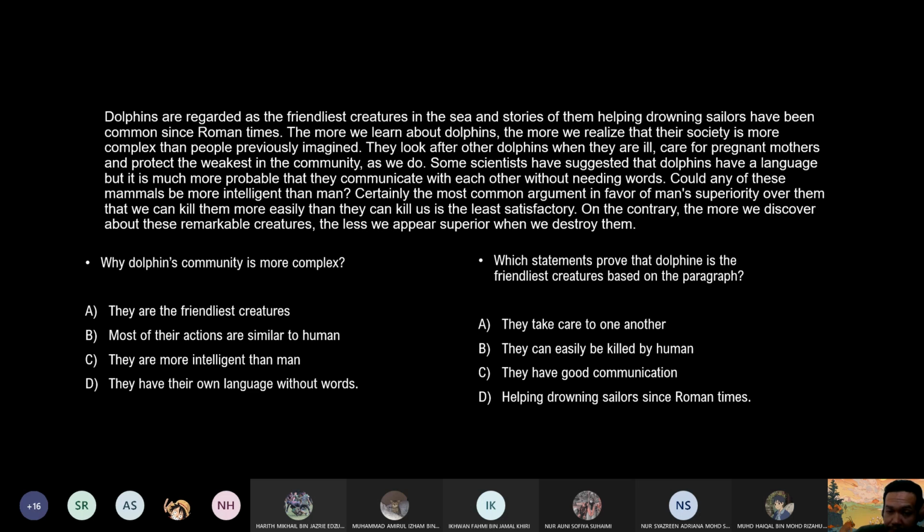Okay, number 2. Which statement says that dolphins are helping drowning sailors since Roman times? D. Yes, D, obviously, because you can directly find the answer from there. So I think you have got the skill. Sometimes you have to look at the explanation to get the answers. This is what we call identifying the example and detail. Many questions need this strategy or skill to answer in the test.